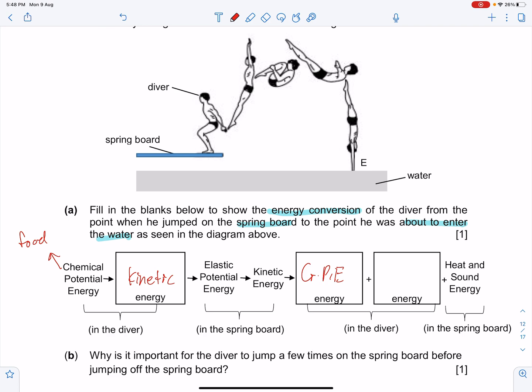So from there, your gravitational potential energy is not the only thing that happens. Not only does your diver gain height, he is also moving, he's spinning. So there's movement, right? So in this case, there's also kinetic energy.